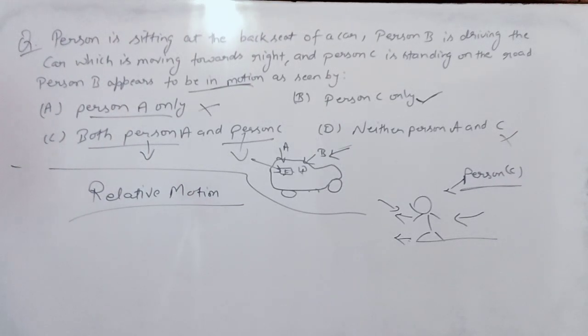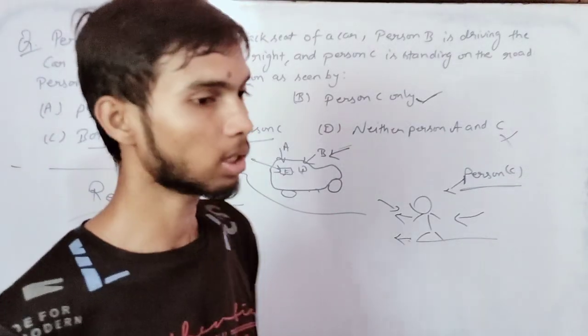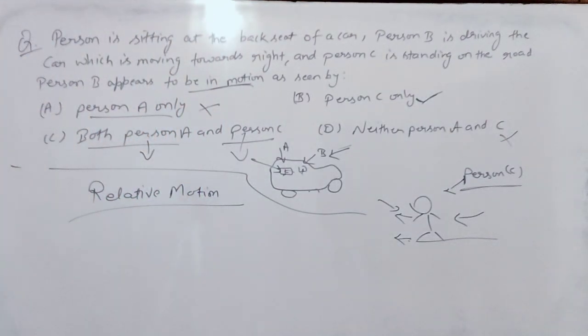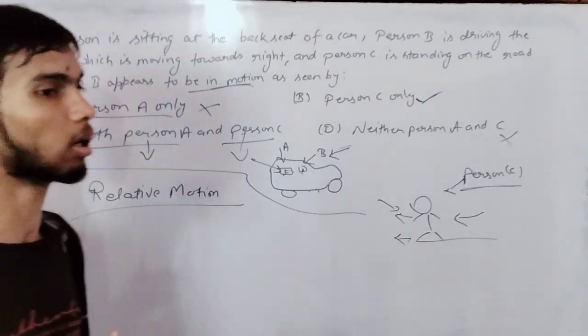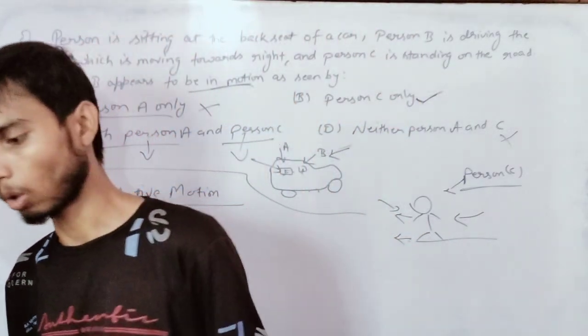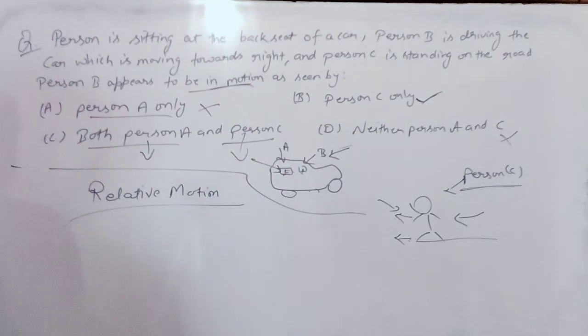So any motion that depends on the observer will be considered relative motion. If a motion does not depend on the observer, then we would say that motion is absolute motion. Clear? Absolute motion. Next question.